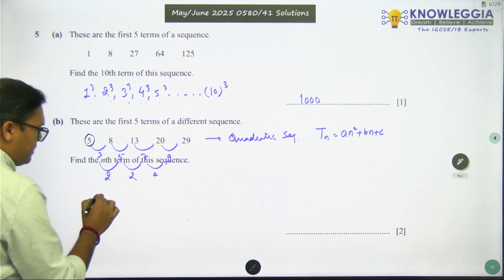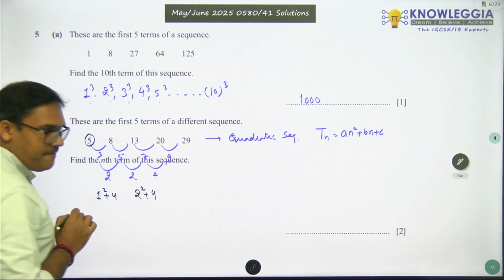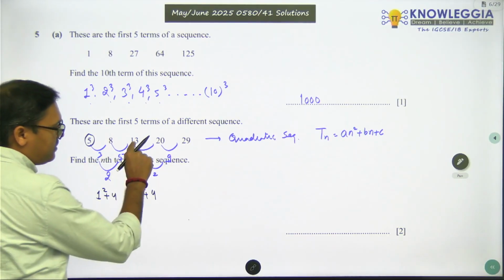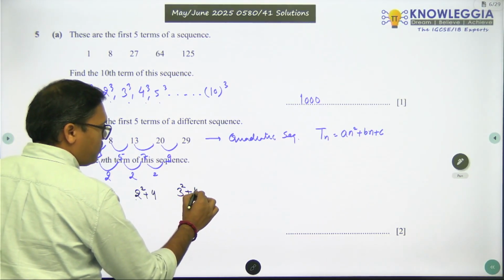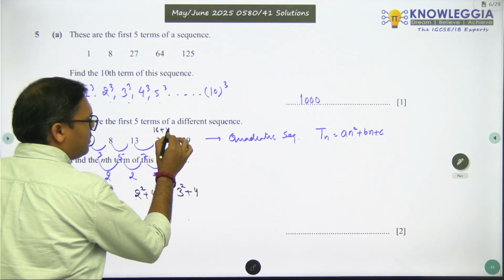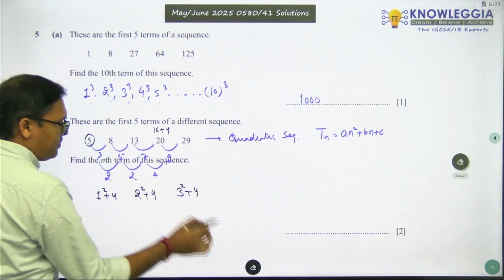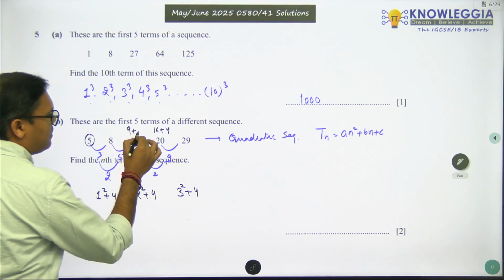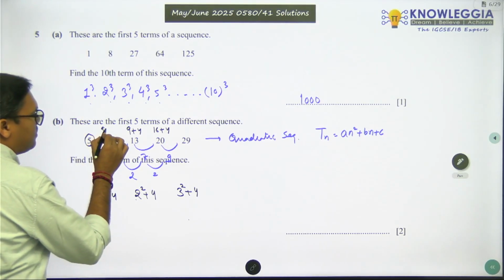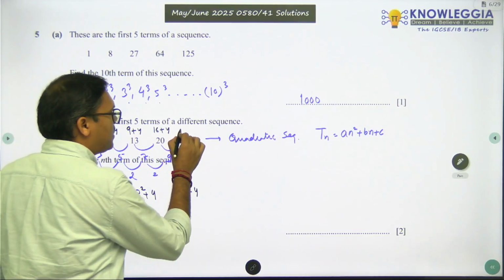Let's say this is 1 square plus 4, this is 2 square plus 4. You can see this is 1 square plus 4, that is 5. 2 square plus 4, that is 8. This is 3 square plus 4, that is 9 plus 4, 13. This is 16 plus 4, 4 plus 4, and this is 1 plus 4. So you can clearly see I have got a pattern here. This is 25 plus 4.